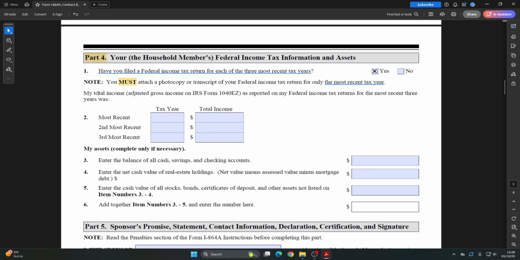Next, provide the values that are located in the total income line in your tax returns. Let's say that we have already filed our 2024 taxes, so that would be our most recent tax year. Now, this is very important, and again, if you have any additional questions that I didn't cover in this video, check out the affidavit of support video. But you will need to type in the values from the total income line.